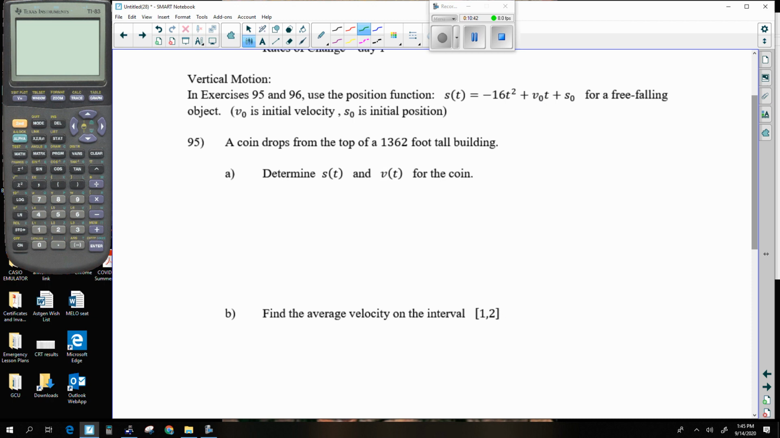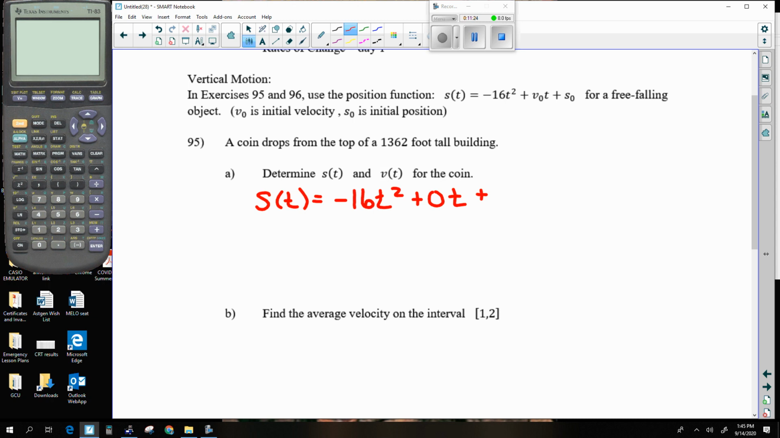So for a free-falling object, a coin drops from the top of a 1,362-foot building. Determine s of t and v of t of the coin. So s of t is just this equation with the numbers put in. The initial velocity is 0. If you're dropping the coin, you're not throwing the coin down. It's at a stop, and then you drop it. So the initial velocity is 0.